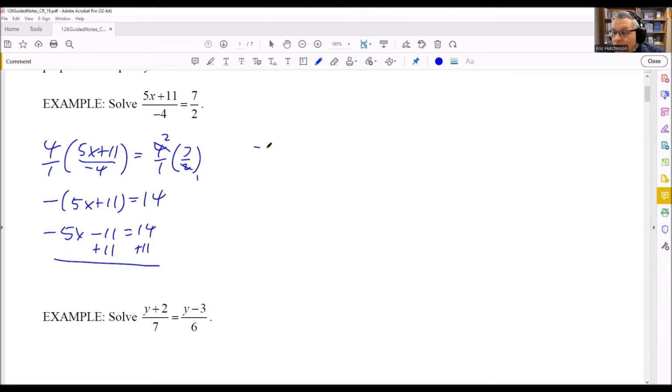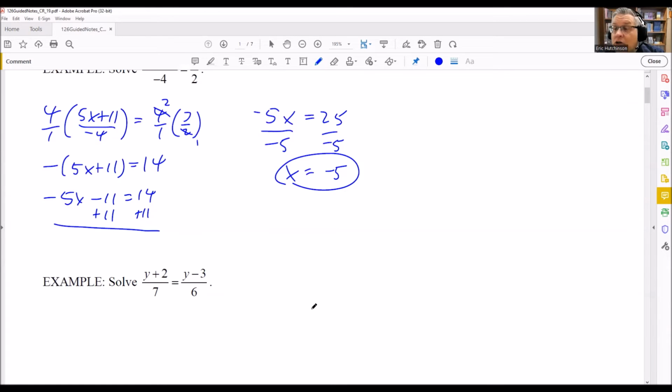And then we'll bring this over here. -5x is going to equal, when we add that, 25. Divide both sides by -5, and we get -5 as the answer. Okay, so that would be the correct answer for this one. So again, multiply both sides by the common denominator in order to clear that out.